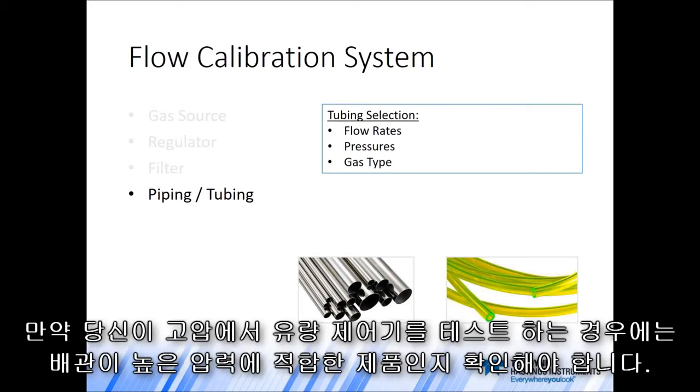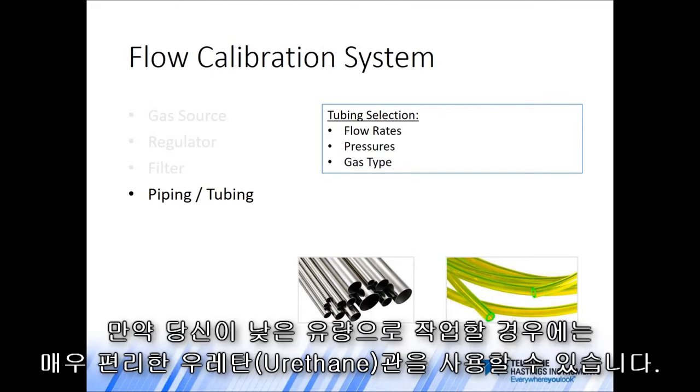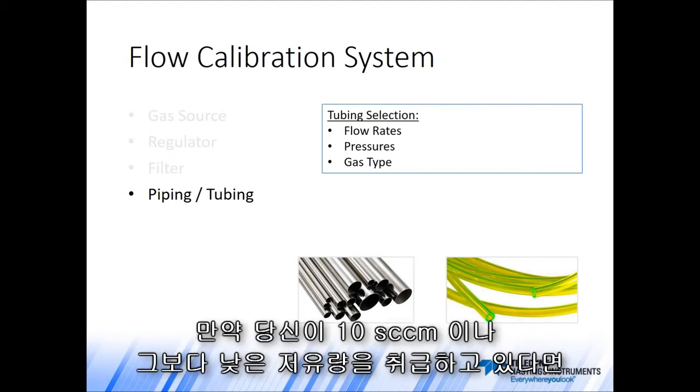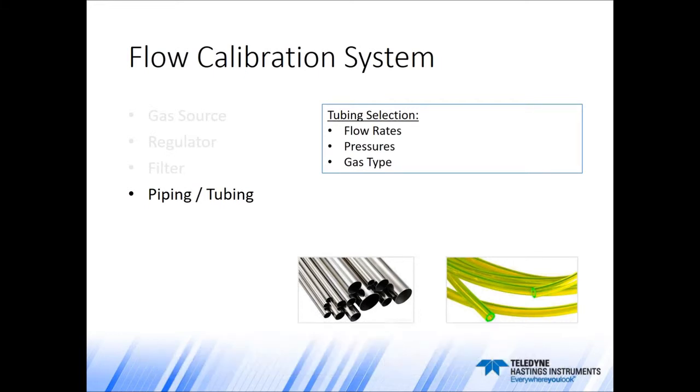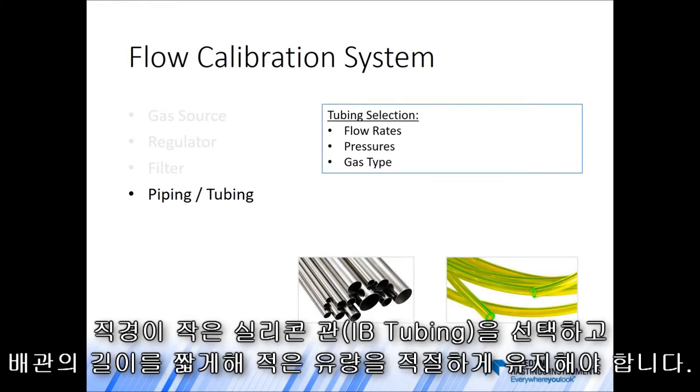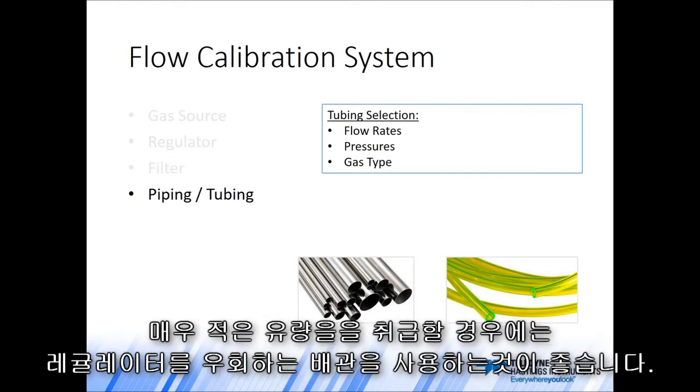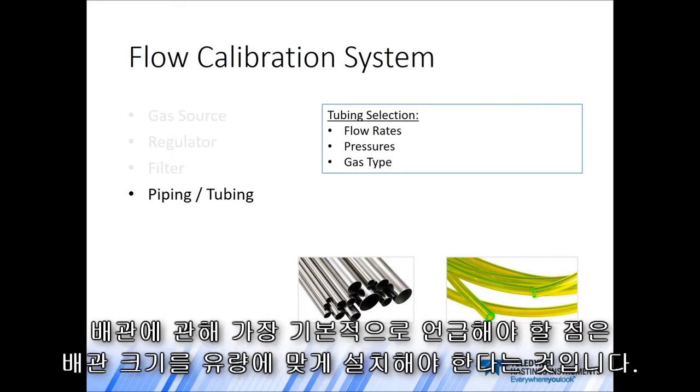If you're testing flow controllers at high pressures, of course, make sure your piping is rated correctly for those high pressures. Now, if you're working with low flows, then urethane tubing is very easy to work with. If you're handling really low flows, say like 10 SCCM and less, then you'll want to select small ID tubing and keep the length short so you'll have small volumes. Otherwise, you're going to have long lag time between the flow readings. If you're doing a very small flow, you may want to use a bypass around the regulator. So just as a general comment about piping and tubing, you want to match your tubing size to your flow rates.